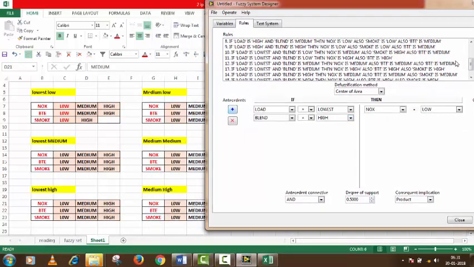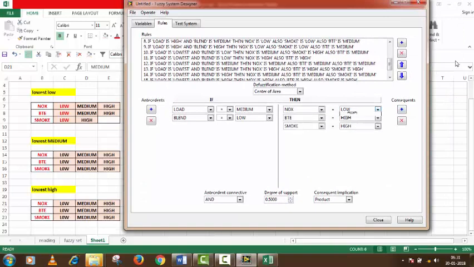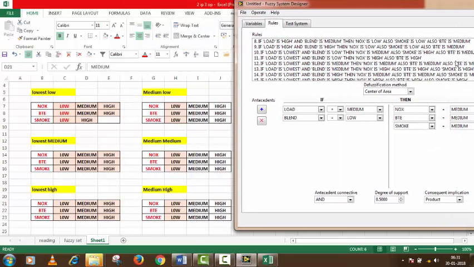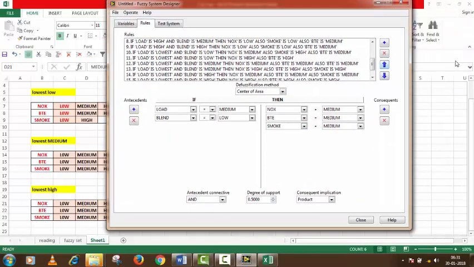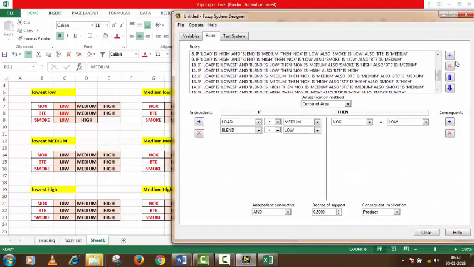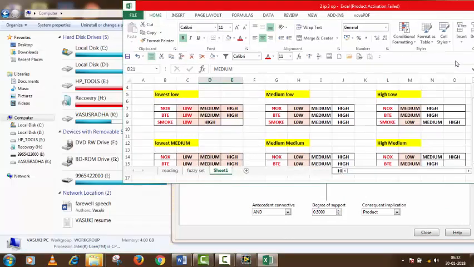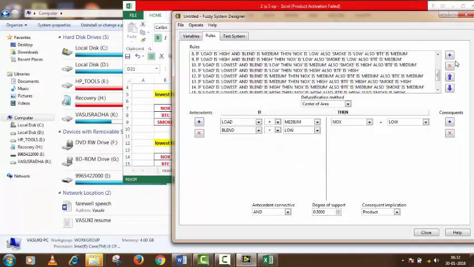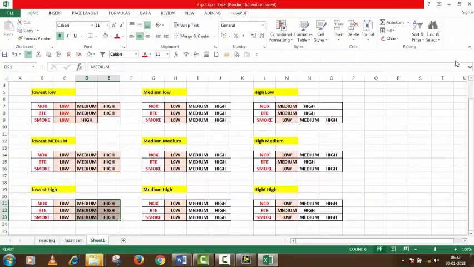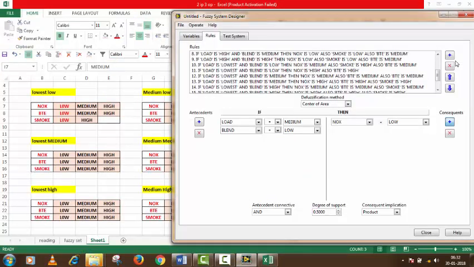Next, load is medium, blend is low. NOx is medium, medium, medium, because the condition is like that only. Am I correct? Second condition. Okay. Next, load is medium, medium, low. This is over. Am I correct? This is over, and this thing you have to do. So what happens?